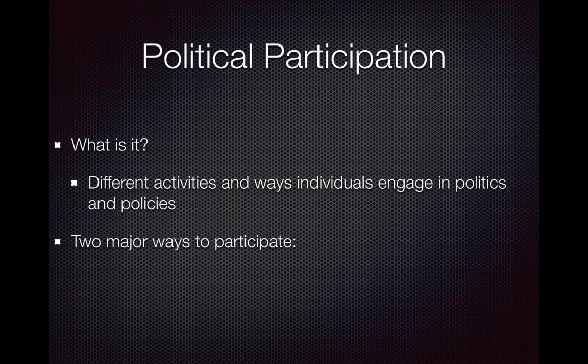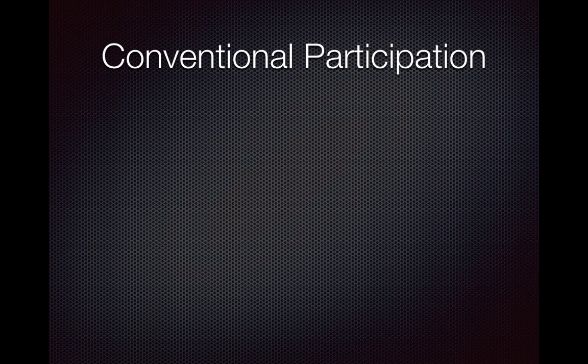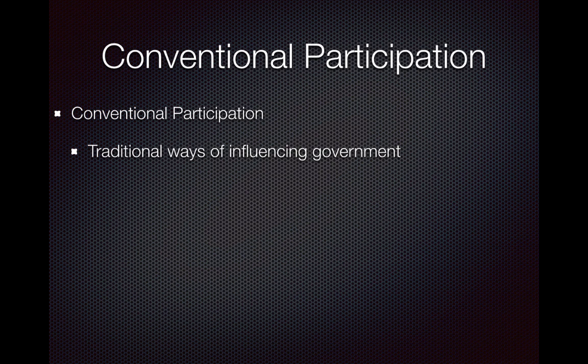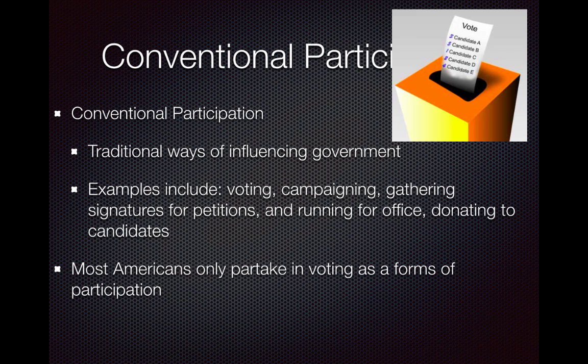And there are two major ways that you can participate. One of them is conventional participation. The other is unconventional participation. So let's start off with conventional participation. It is the traditional ways of influencing government. Examples include voting, campaigning, gathering signatures for petitions, running for office, and donating to candidates. So these are the ways that traditionally throughout American history, people try to influence the government.